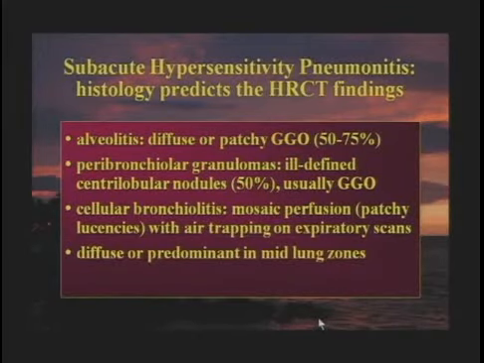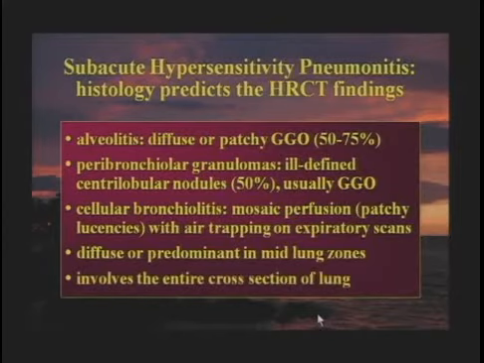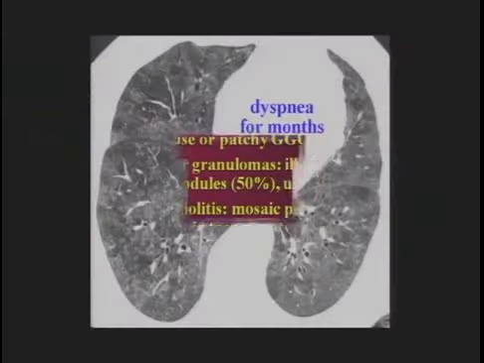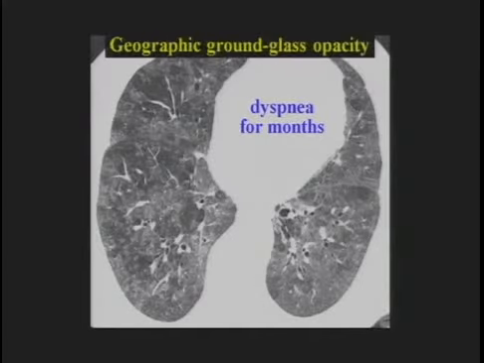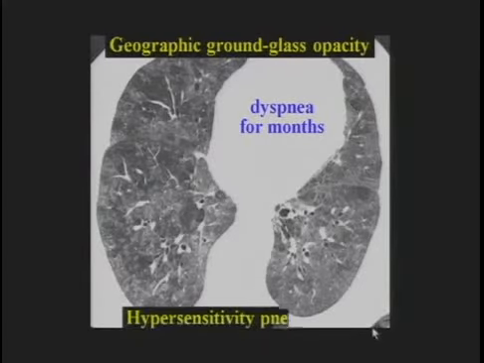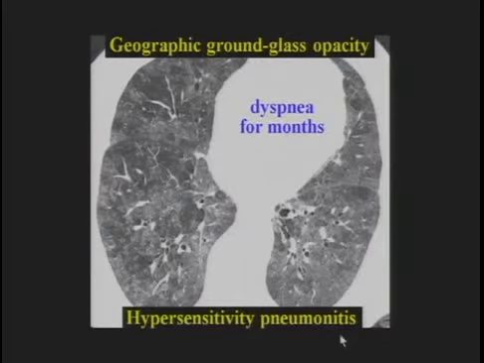These may be diffuse or predominant in the mid-lung zones and involve the entire cross-section of lung, and do not have a subpleural predominance, as do some of the other interstitial pneumonias. So here we see a patient with dyspnea for months. We see these patchy areas of ground glass opacity. We see lucencies that probably represent mosaic perfusion due to air trapping. The disease involves the entire cross-section of lung, geographic ground glass opacity: hypersensitivity pneumonitis.